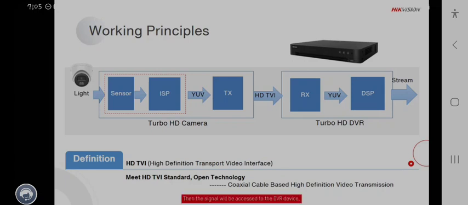Then the signal will be accessed to the DVR device, again by the ADC. It will be processed by the DSP, which means digital signal processor, mainly working for encoding, VCA function and so on, then output the data stream. So as we can see, the work process of HDTVI is quite different from the IP system, since in the IP system, all the ISP and DSP are on the camera side, and the NVR is just for recording only.